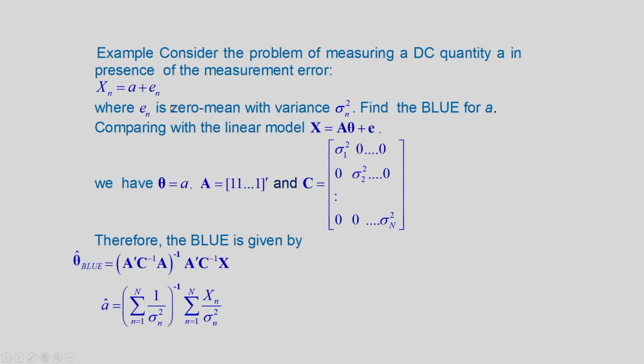Let us consider one example. Consider the problem of measuring a DC quantity A in presence of the measurement error, x n is equal to A plus e n, where e n is zero mean with variance sigma n square. Find the BLUE for A. Comparing with the linear model x is equal to A theta plus E, we have theta is equal to A, and A matrix will be simply [1 1 ... 1] transpose, and covariance matrix will be given by this, because sigma n square is the variance. Therefore, we can apply the formula for BLUE. So, this will be given by this expression, which is equal to this. Okay.